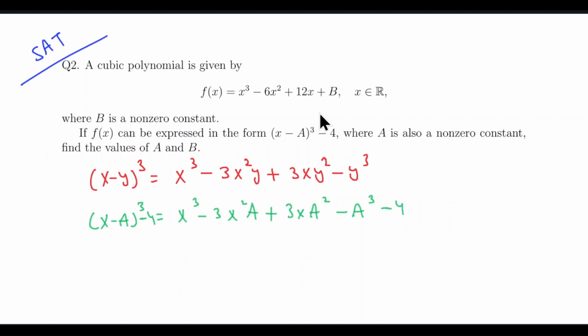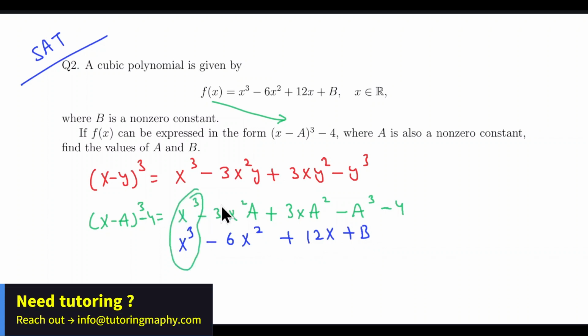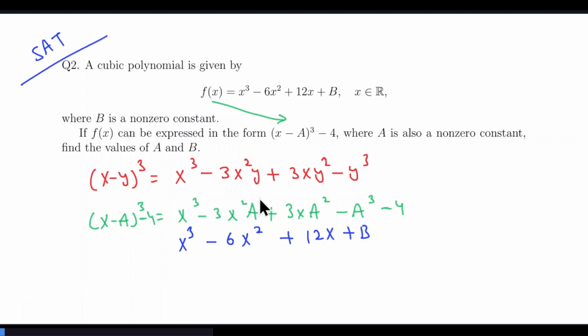And this is nothing but this, because they are saying that f(x) is written in this form. So it's just a different way to write it. But after all, these two should represent the same situation, right? So if I compare these two now, if I say that this x cube and this x cube must be equal, which they are, it also means that the x squared terms should also be equal, right? These x squared terms should also be equal.